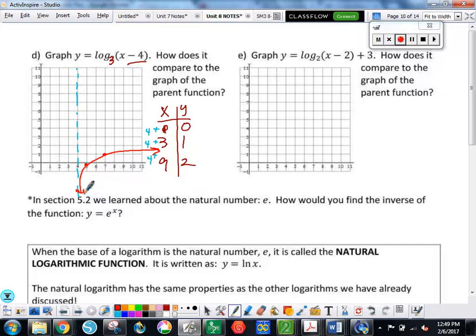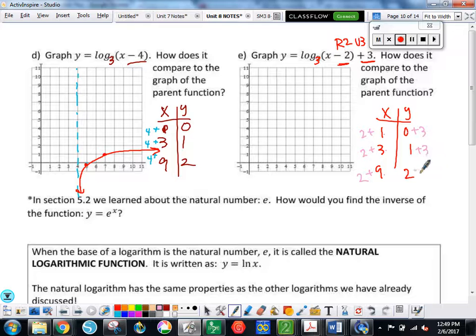Look at the next graph. I'll put in the parent graph here: 1, 0, 3, 1, 9, 2. This graph has done what? This one, right 2, this one, up 3, right? So each of these points needs to move. Right 2, how do I change these ones? I do what? Add 2. And then how do I change these ones? We add the 3, good.